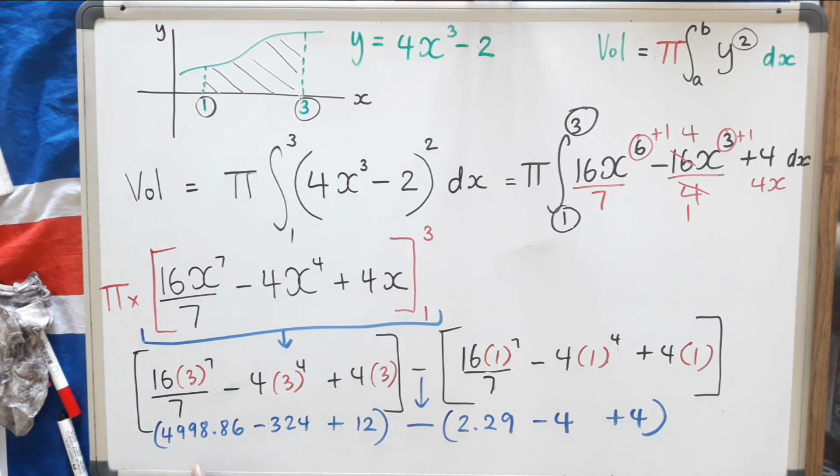Alright. Let me work this out here. 4,998.86. Making sure that's correct. Minus 324 plus 12. We get 4,686.86. Minus 2.29 minus 4 plus 4. Well, this should have been obvious. I know why I worked that out. This and this would have cancelled out. So we just minus these two answers.